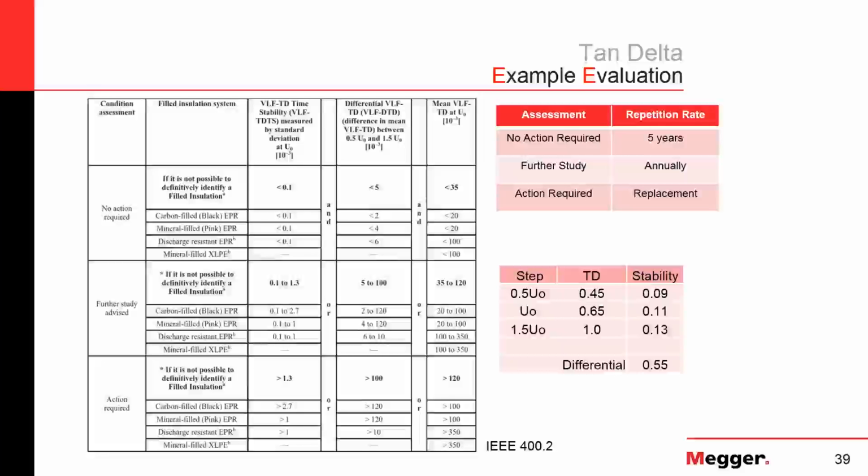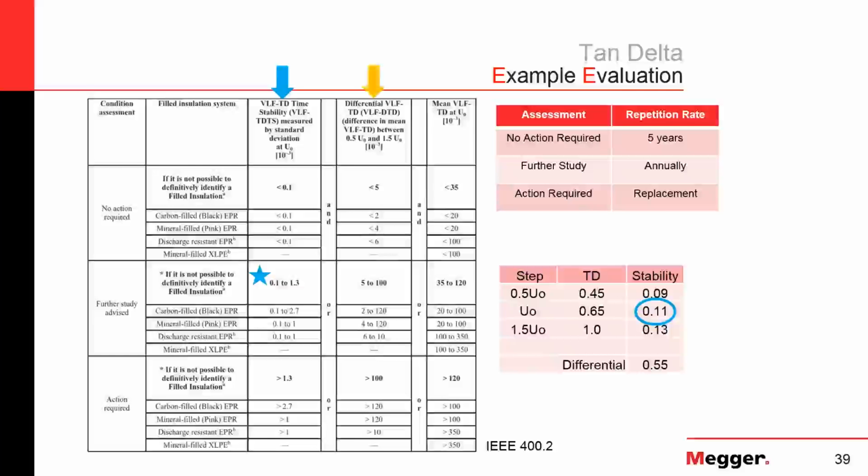Here's a section of the IEEE standard. And what we do is we start going column by column. So the first column here is VLF tan delta time stability measured by standard deviation at rated voltage. So the first thing we do is look at the stability measurement for the rated voltage measurement. And here we see it's 0.11. That is higher than the allowed 0.1, so it has to go into this row, further study advised.